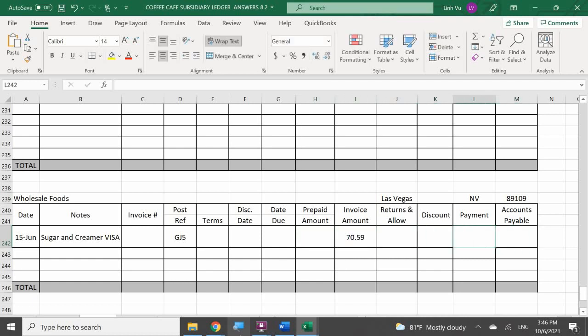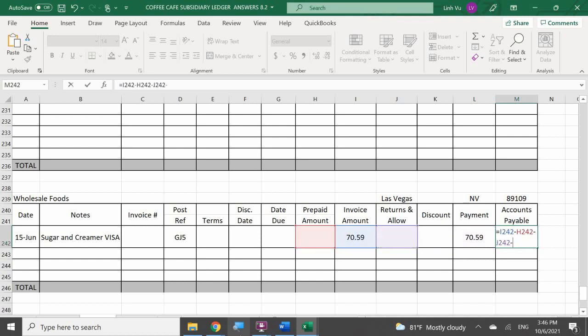So the payment is 70.59. So that's all. We don't have to pay it. Zero. In this case, we do not owe any. Okay, good. $0.